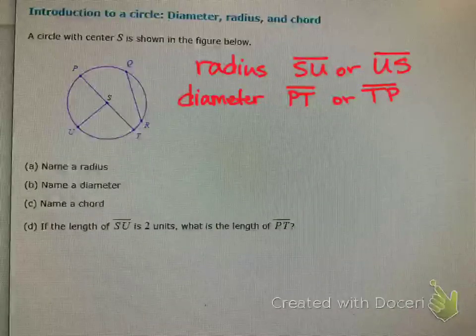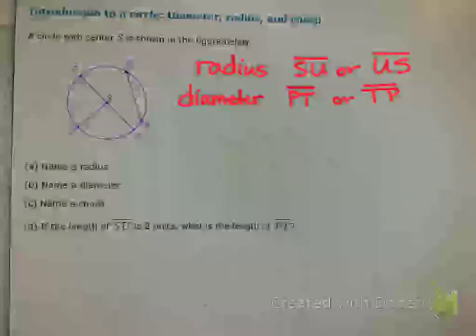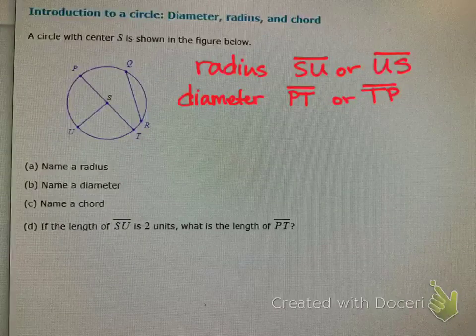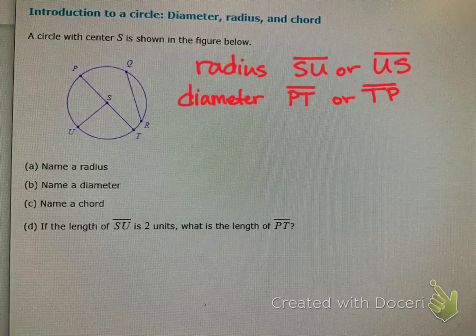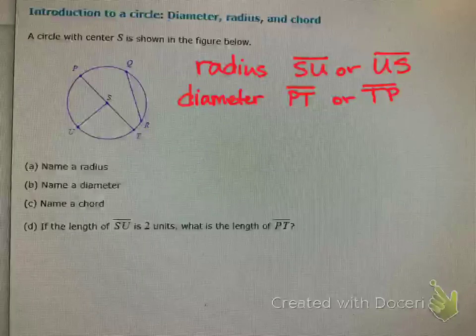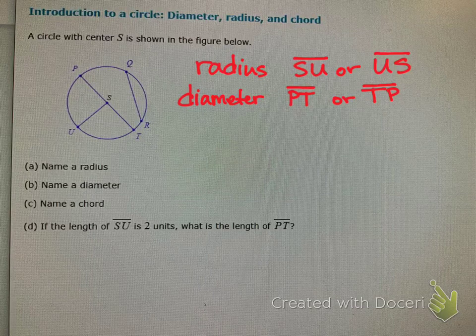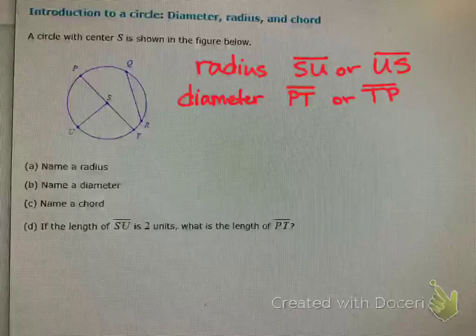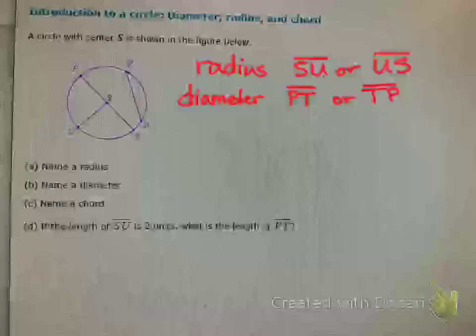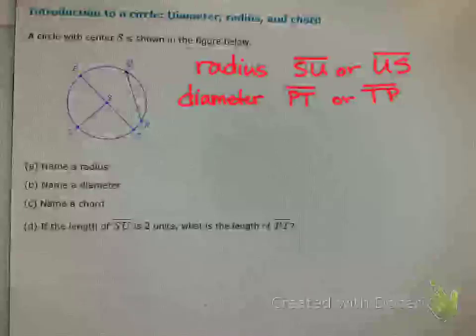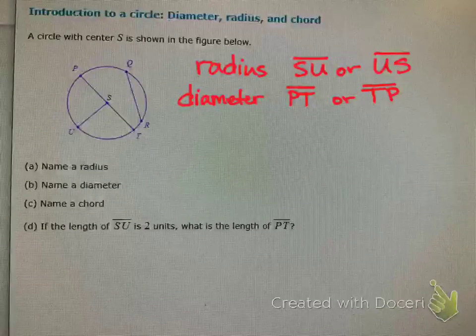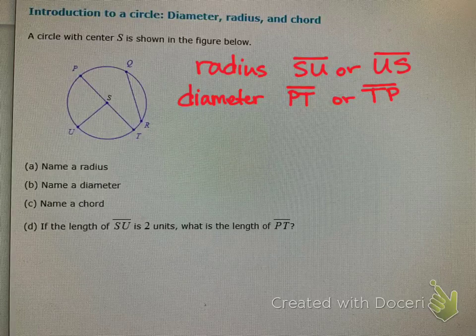Now for C, naming a chord, the definition of a chord is any line that goes from one side of the circle to the other, or both ends are on the circle. So QR is a chord because Q and R are on the circle. Now, also the diameter PT is also a chord because P and T are both on the circle. The radius, SU, is not a chord because S is not on the circle, it's in the center. So SU is not a chord, but QR and PT are chords.